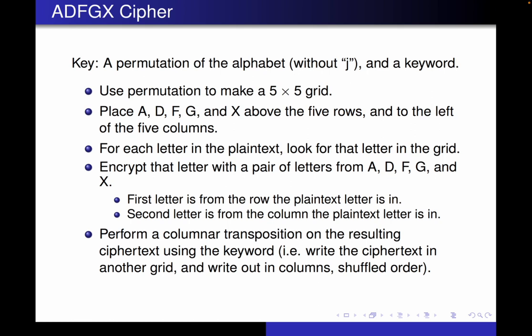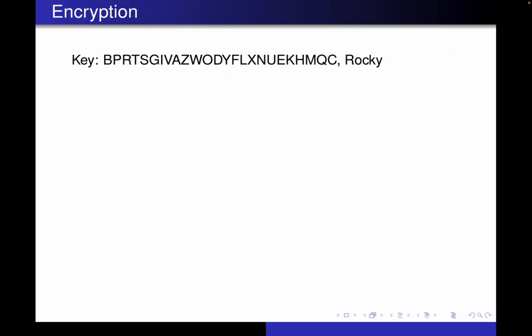Again, just to remember that you write the ciphertext in another grid, write out the columns in the order of alphabetical order according to the keyword. All right, so here's an example. Here's a key that we had, same one we had before with the permutation, but we're going to use the keyword Rocky for the columnar transposition. And the plaintext that we're going to encrypt is "That trick never works."